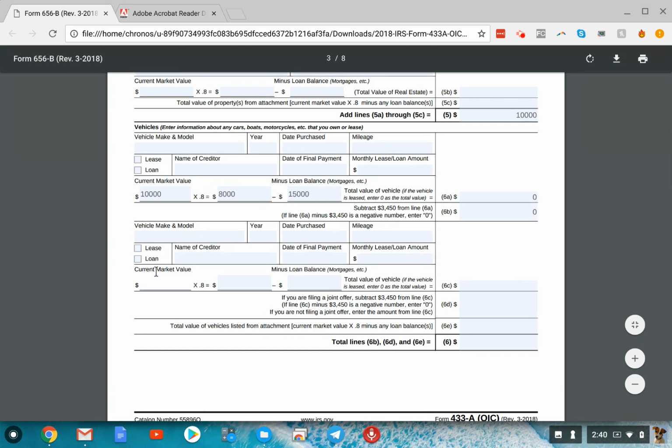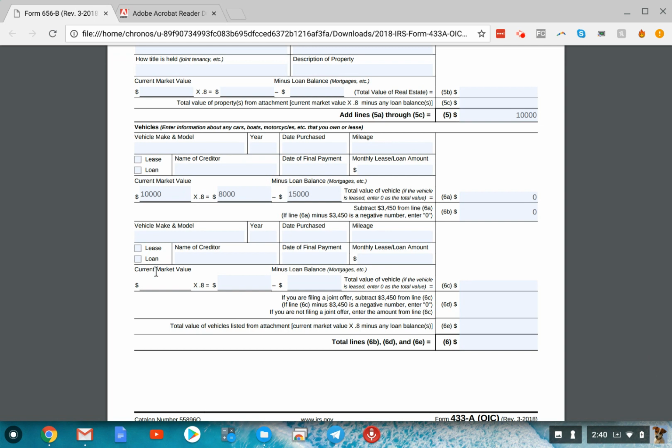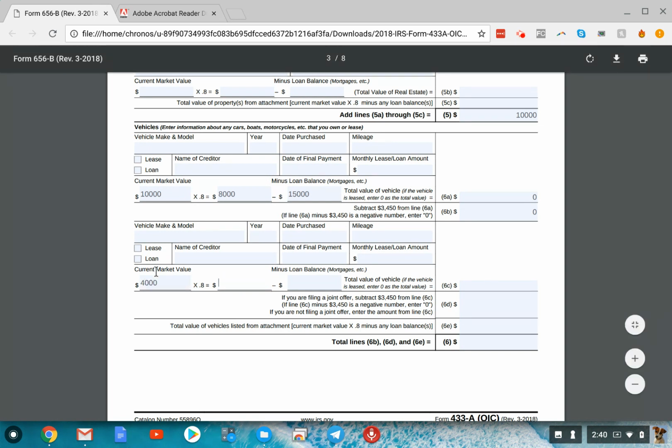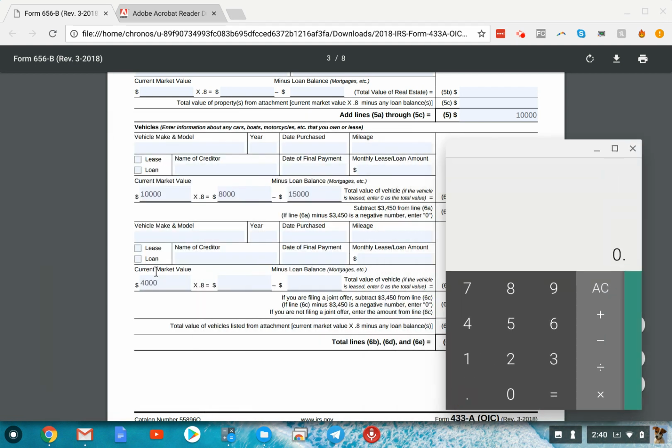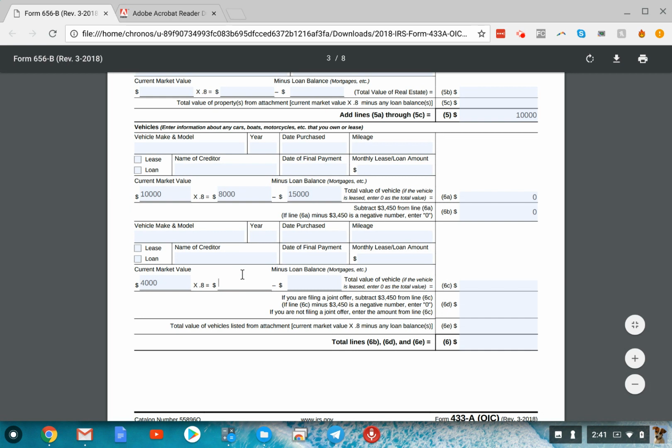So let's do this one. Say this car is worth $4,000. So you get 3,200, and nothing is owed on it. So now I have 3,200 here.